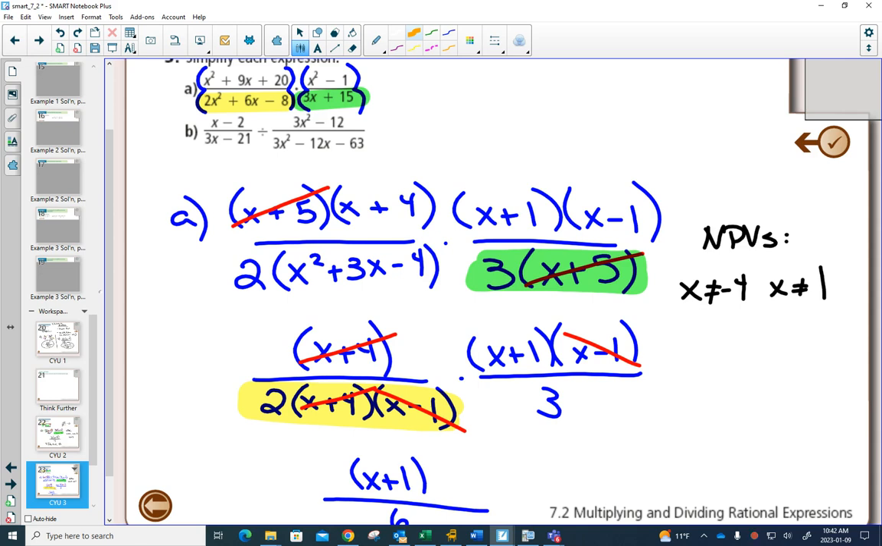In the green one, this green one here is the same as the factored version. I can see in the green one that x can't equal -5. So the factored form of the bottom is exactly the same as the original. And the factored form is also what helps us find our non-permissible values.